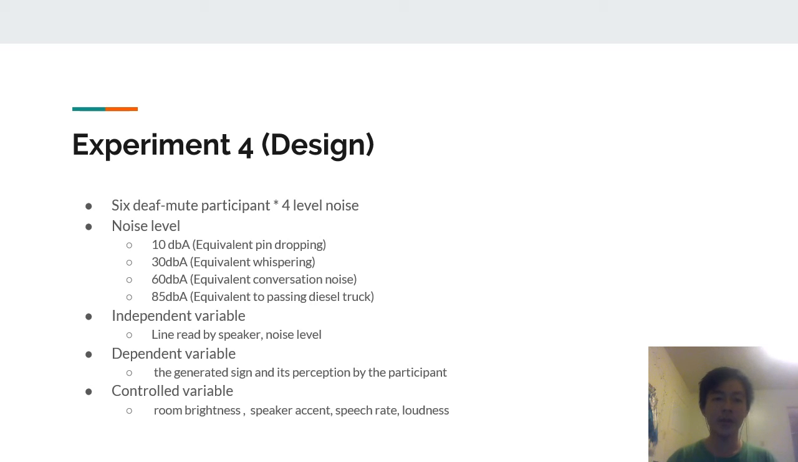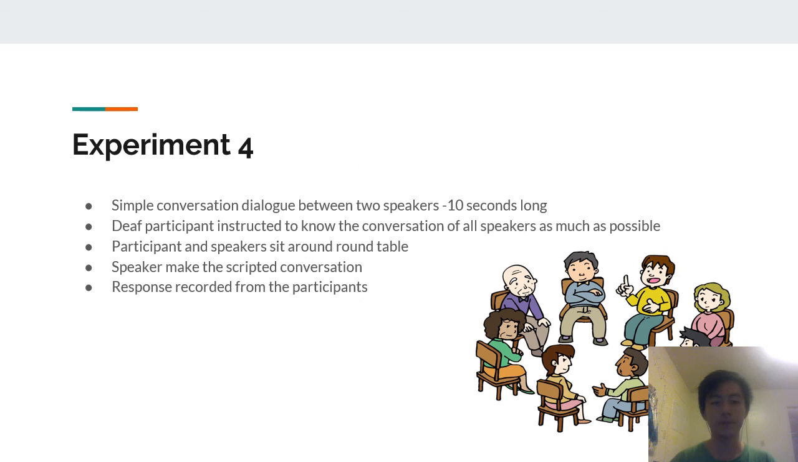The experimental design for experiment 4 consisted of 6 participants with 4 different noise levels. The 4 different noise levels were 10 dBA, equivalent to a pin dropping, 30 dBA, equivalent to whispering, 60 dBA, equivalent to conversation noise, and 85 dBA, equivalent to a passing digital drop. The independent variables were the line read by the speaker and the noise level. The dependent variable was again the sign generated and the perception of the signs. The control variables over here were the room brightness, speaker action, speech rate, and the loudness.